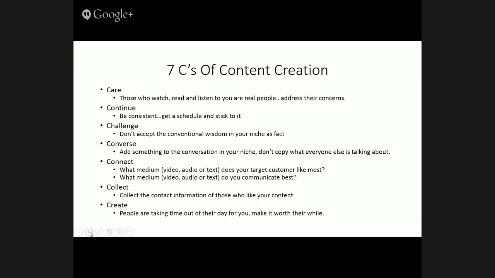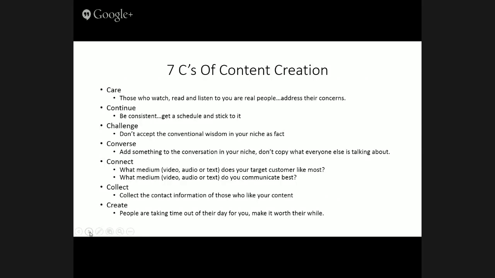A challenge, okay? Don't accept conventional wisdom in your niche as fact. So don't talk about the same stuff in the same way as everybody else, right? Some things in your niche you're going to have to talk about because that's just what the professionals talk about, but you don't have to accept everybody's conventional wisdom as fact when you talk about it in your content.